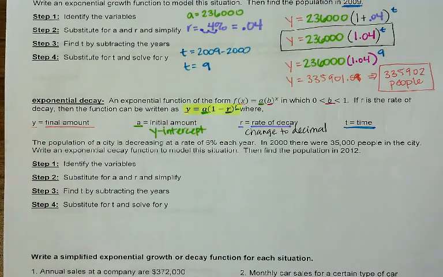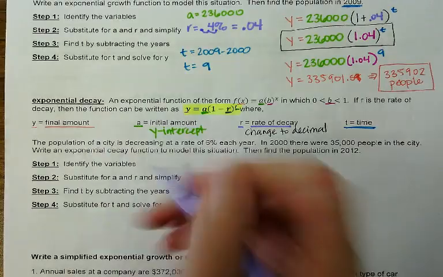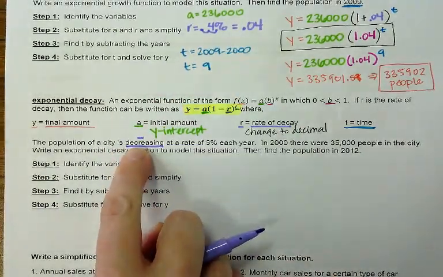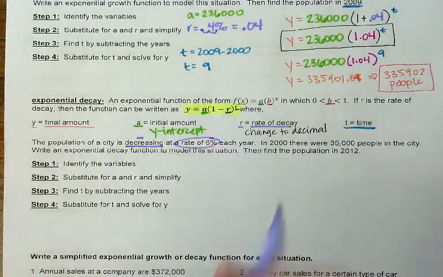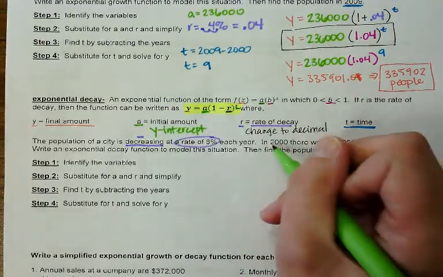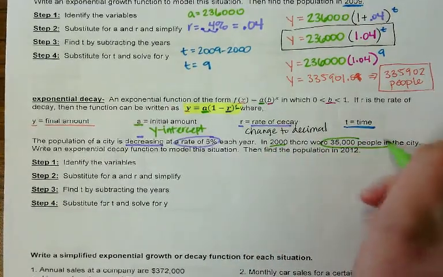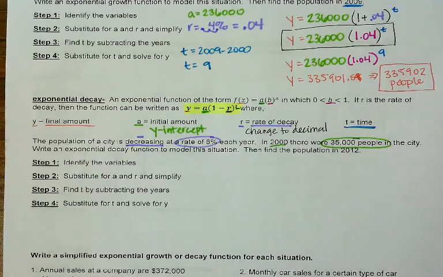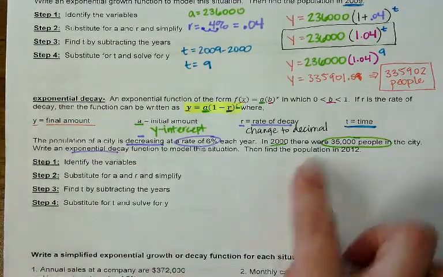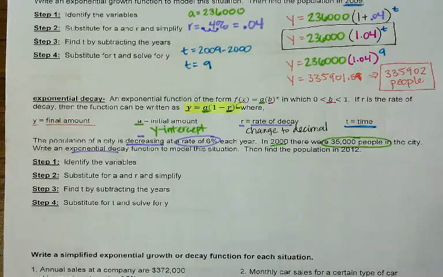Because our population is decreasing, that is going to mean decay. And it's decreasing at this rate of 6% per year. But in 2000, there were only 35,000 people. Oh, man, it's like a small town already. Okay? And then it's going to get even smaller. And we want to write an exponential decay function. They also kind of give it to you that it's decay to model the situation. And then we want to find that population in 2012.